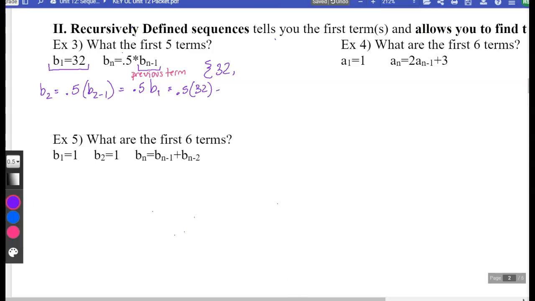So 0.5 times 32 is 16. Basically, all of this fancy recursive notation is saying is multiply 0.5 times the previous term and you'll get your current term. So 0.5 times 16 is 8. 0.5 times 8 is 4. 0.5 times 4 is 2. And we found the first 5 terms.